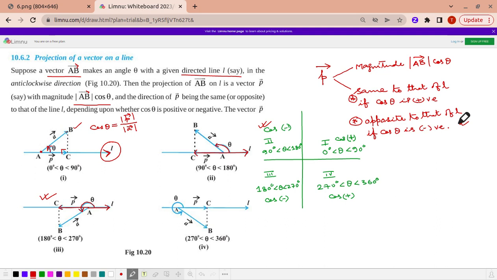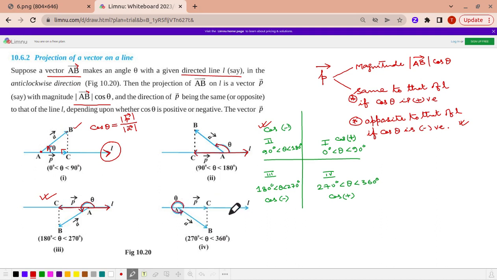of the vector P and that of the directed line L are in the opposite direction when theta is in between 180 degree to 270 degree, as the value of cos of theta is negative in that case. Now let's come to the fourth case, that is when theta is in between 270 degree to 360 degree. So how will it look, dear students? 270 degree to 360 degree, so this is something like this.